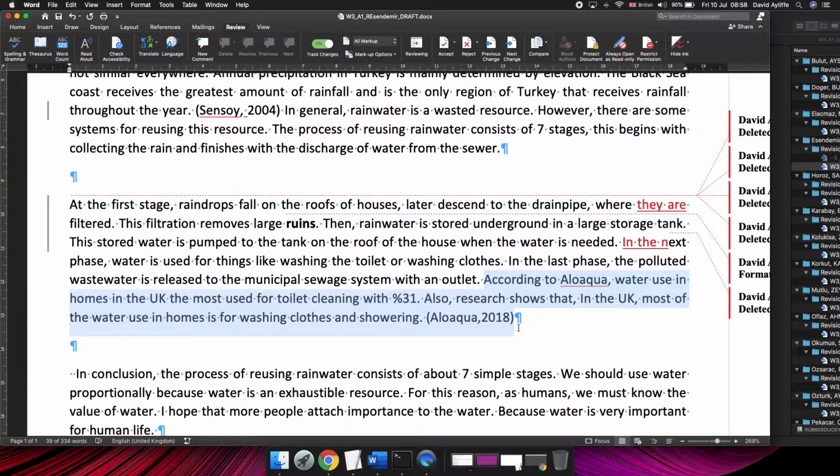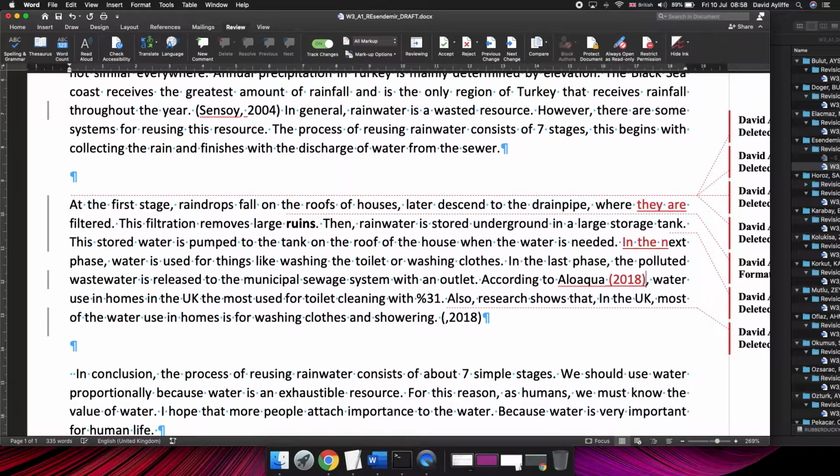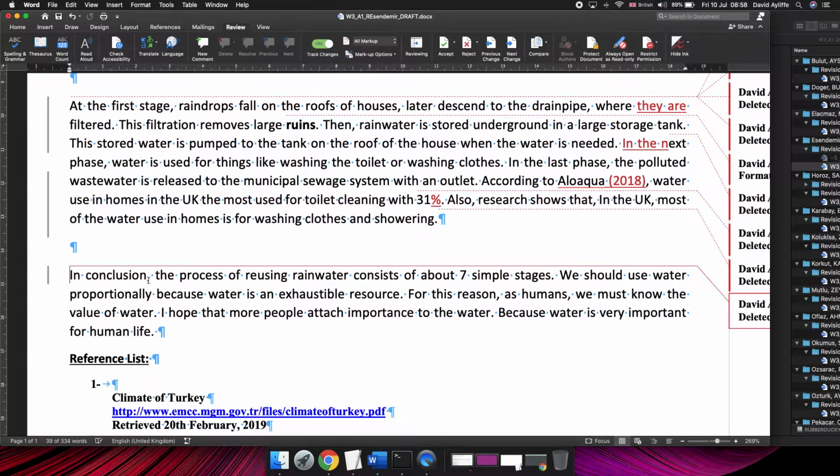Okay, water use. I'm not sure if this information should be in the body. Okay, and we can make it a bit better by doing this. And the percentage, of course, comes afterwards. Okay, very good. I'm not sure if the body is the best place for this, but it's okay. In conclusion, okay, very nice.